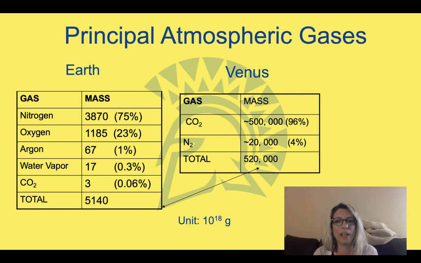Okay, if we actually look at it, Venus's atmosphere is way bigger. It's actually 10 to the 18th bigger. Okay, that's how big this is. But since it's mainly CO2, we're talking about a lot of CO2 that Venus has in its atmosphere, where Earth doesn't really have that big of an atmosphere. And if you look, it's only 0.06% CO2 of our total atmosphere.